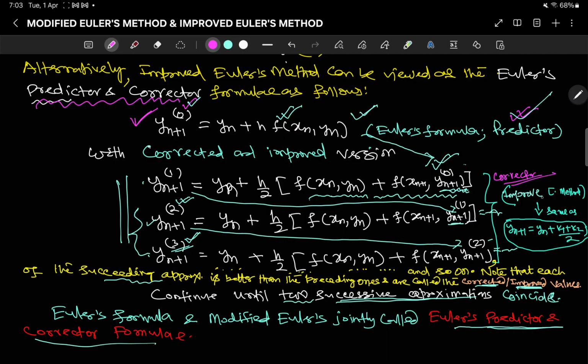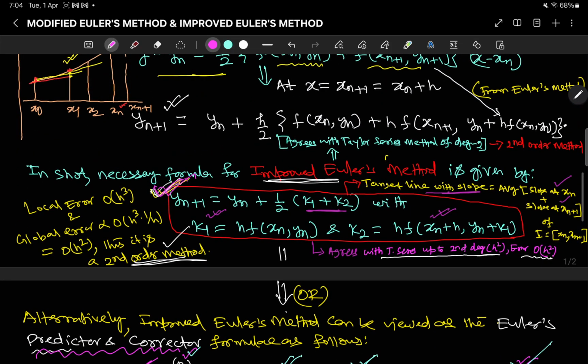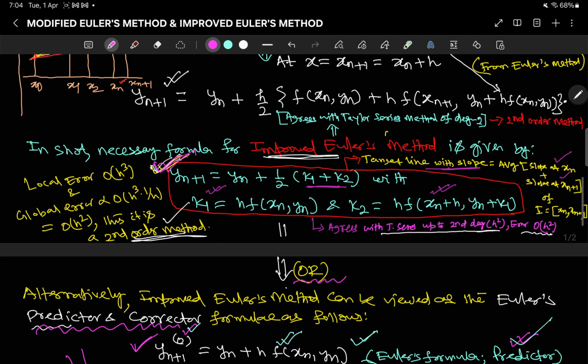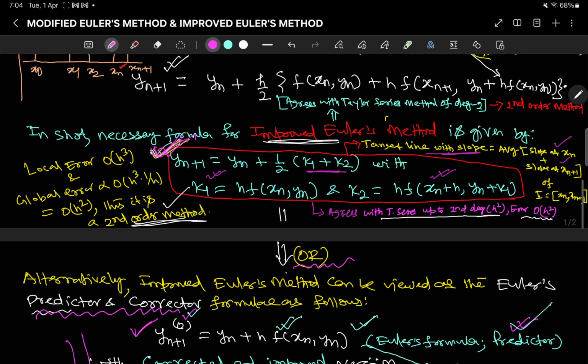Corrector means it is corrected. So what do we call it? Improved Euler method or corrector method. It is corrected here. That's why it is also known as Euler's predictor and corrector formula. However, this version is the same thing as the formula of the simply improved Euler method, as you see. This formula is equivalent to this, so better we should use it. Once we solve this problem, your idea will be clear.